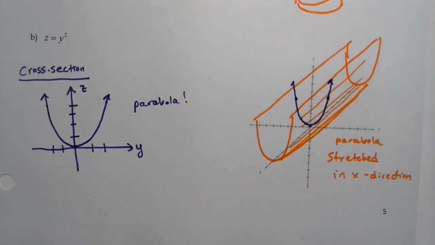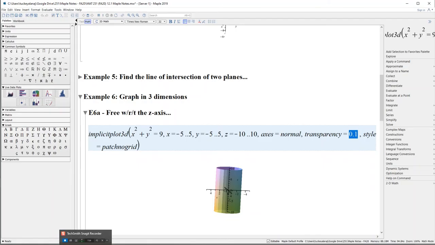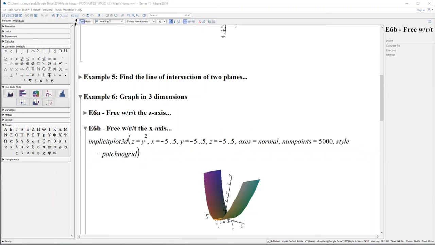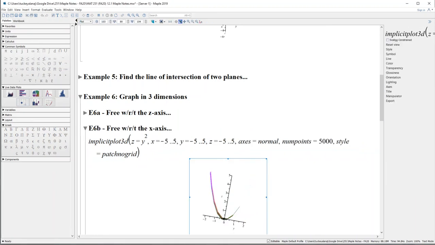And of course, I can show you this in Maple. I'm going to make the cylinder go away. And there we have it. So it's a parabola. See, there's a parabola, but it's stretched along the x-axis, like a big fold of paper.